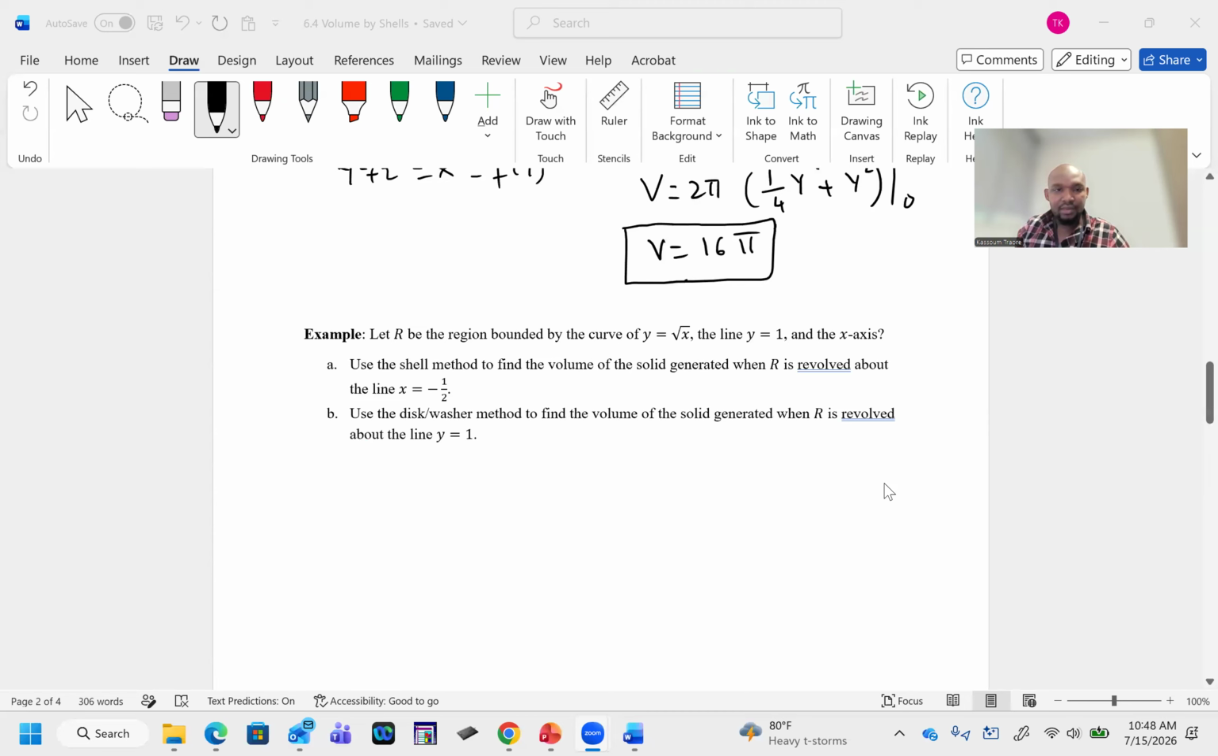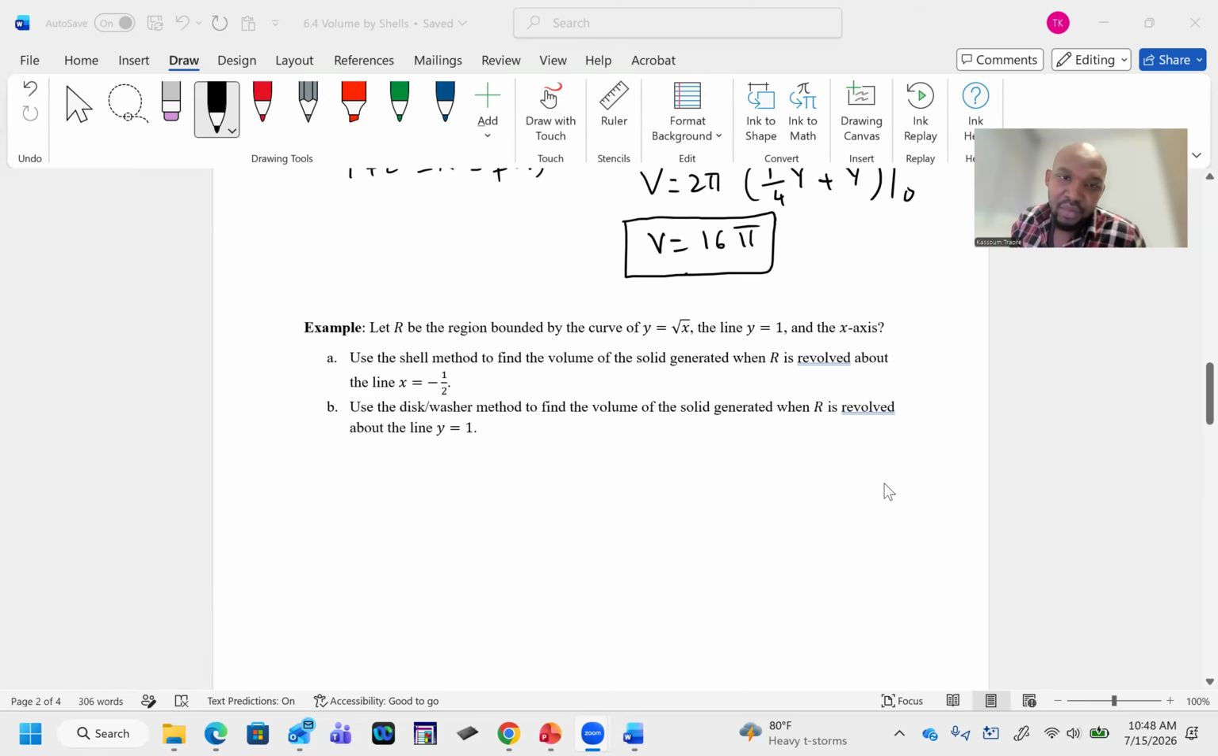So for our next example, let R be the region bounded by the curve y equals the square root of x, the line y equals 1, and the x-axis. Use the shell method to find the volume of the solid generated when R is revolved about the line x equals negative 1/2. So again, let me try to sketch that.